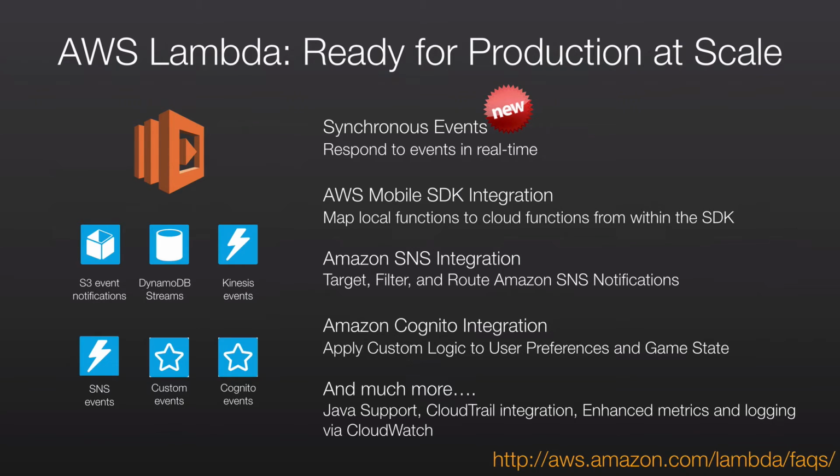The second opportunity that you've got is to do function mapping. So you can map local functions to cloud functions directly within the mobile SDK. And I'll show an example of how to do that, a code sample of how to do that in a second. Thirdly, you can integrate Lambda with SNS, so the Amazon Simple Notification Service. This can enable you to do things like target, filter, and route Amazon SNS notifications, for example, to customize an SNS to a particular user, something that you could do using Lambda and SNS integration.